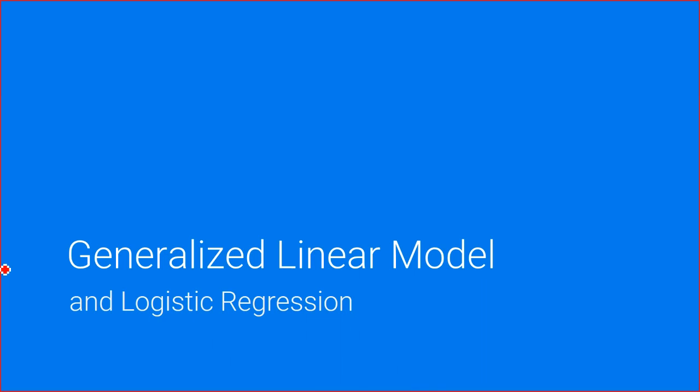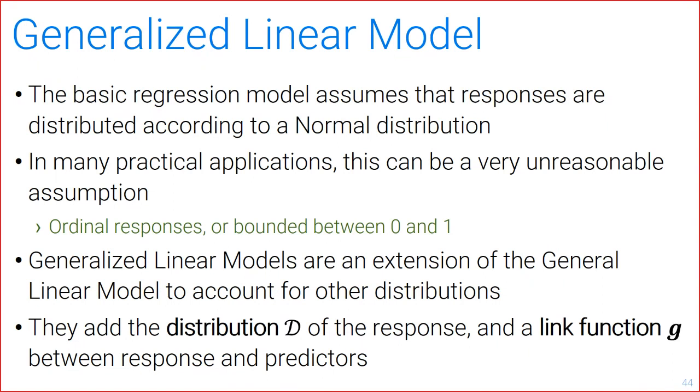Okay, and then finally, I want to talk a little bit in brief about the generalized linear model and logistic regression in particular. So the problem with the basic regression model is that it assumes the responses are distributed according to a normal distribution, according to a Gaussian distribution. This was the first assumption that we saw. But in many practical applications, this is of course unreasonable. So think about cases in which we have ordinal responses or the response is bounded between 0 and 1. So think, for example, that the response is some kind of a ratio, some kind of fraction.